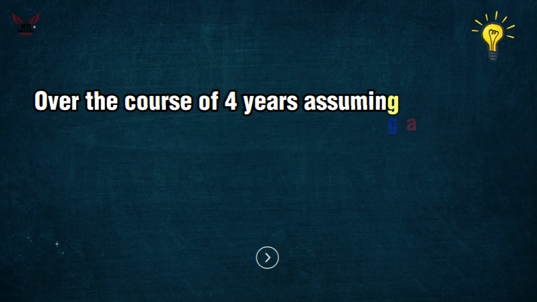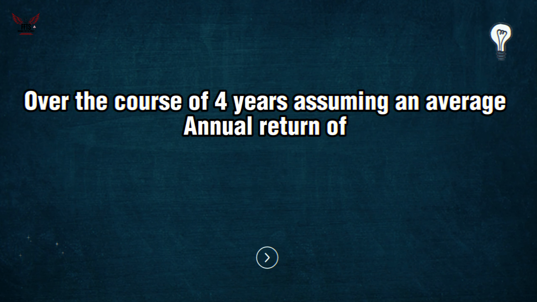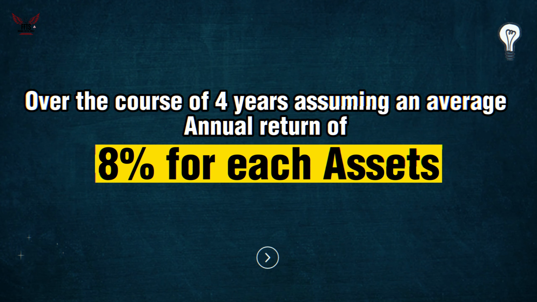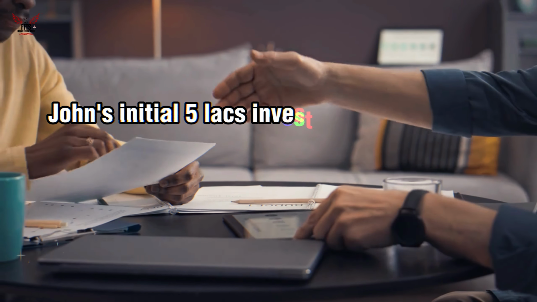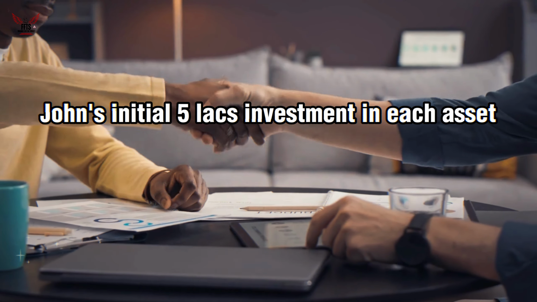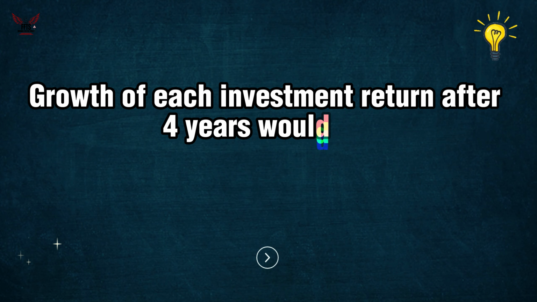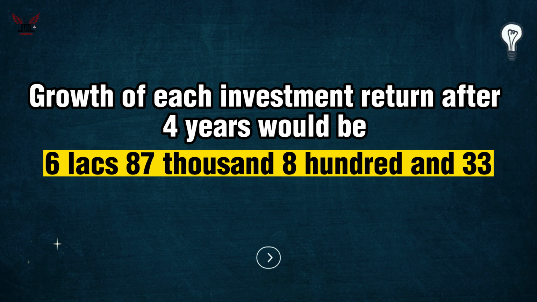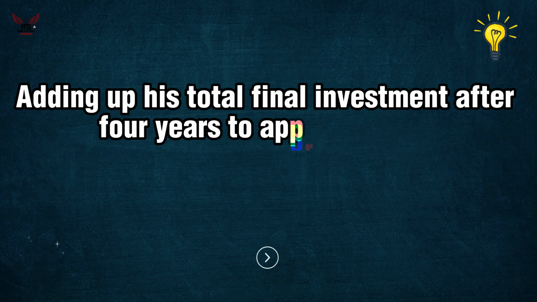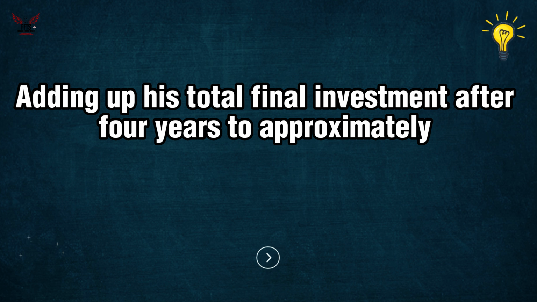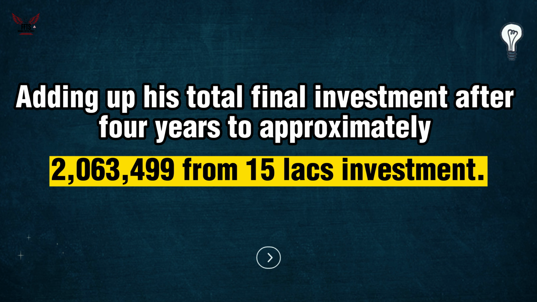Over the course of 4 years, assuming an average annual return of 8% for each asset, John's initial 5 lakhs investment in each asset, with an annual rate of return of 8%, would grow to 687,833 after 4 years, adding up his total final investment after 4 years to approximately 20,63,499 from a 15 lakhs investment.